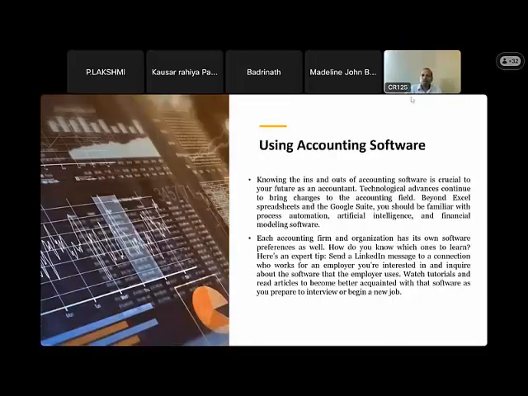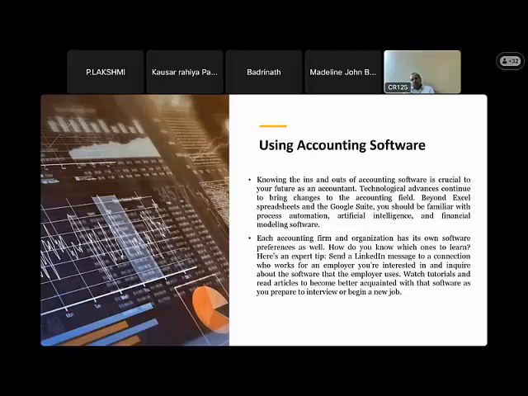Let us discuss a little about what kind of technical skills you should have. The first technical skill is using accounting software. You should be an expert in accounting software. Knowing the ins and outs of accounting software is crucial to your future as an accountant. Technological advances continue to bring changes to the accounting field. Beyond Excel spreadsheets, you should be familiar with process automation, artificial intelligence, and financial modeling software.